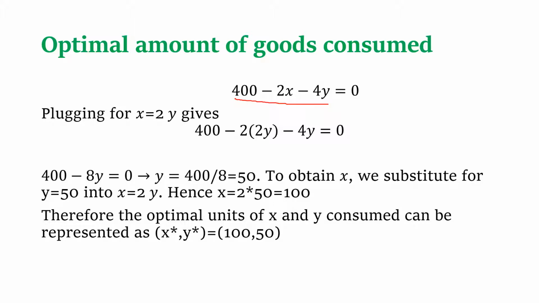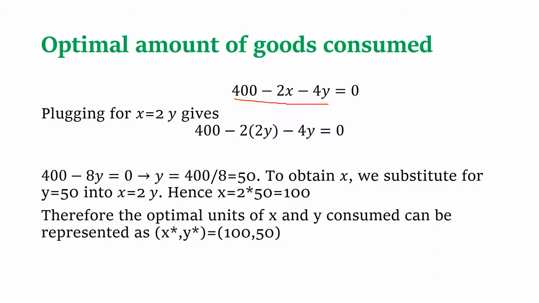So all we need to do, we know what our y is. We just plug those into this. Now we know x equals 2y, right? Instead of x, we have 2 times 2y minus y equals 0. So 2 times 2y is 4y, and then we have minus 4y, which is minus 8y. So we have 800 minus 8y equals 0, which implies 400 over 8 is equal to 50.